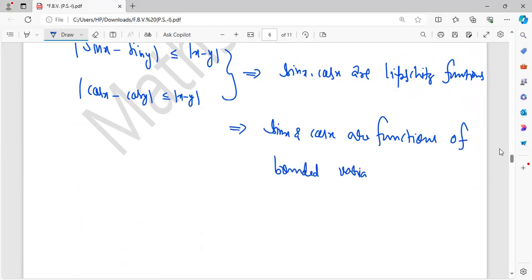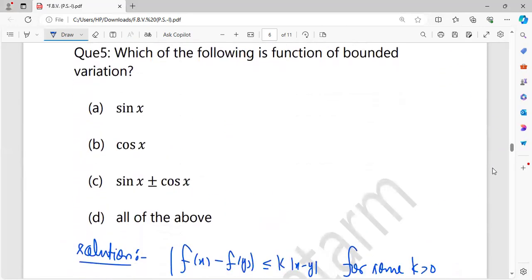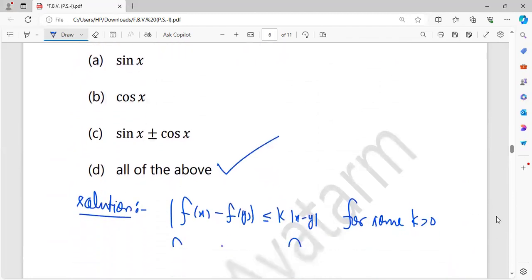Given two functions of bounded variation, their sum and their difference will also be functions of bounded variation. We know that sin x is a function of bounded variation, and cos x is also a function of bounded variation. So sin x plus cos x and sin x minus cos x will also be functions of bounded variation. So all of the above, because the sum and difference of two functions of bounded variation are also functions of bounded variation.